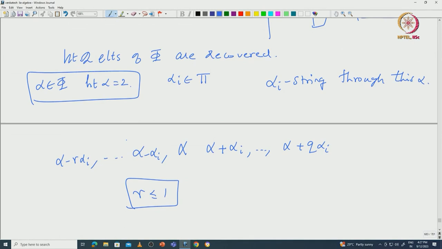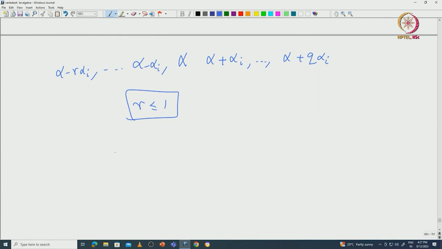Why is that the case? Since height of alpha is 2, you cannot subtract alpha i twice. If you subtract alpha i twice, then the height will go down by 2, and alpha minus 2 alpha i will become 0. That forces alpha to be a multiple of alpha i, which is not the case. So r must be at most 1. You can also get when you can subtract from the earlier result that we proved: if the pairing of alpha and alpha i is positive, then we will be able to subtract alpha i from alpha. So in a way we have some understanding of determining this r.